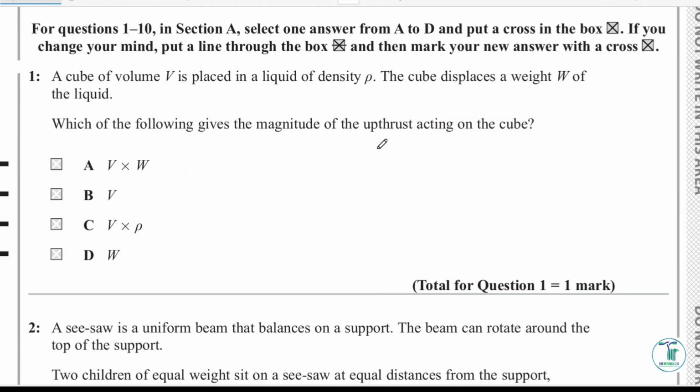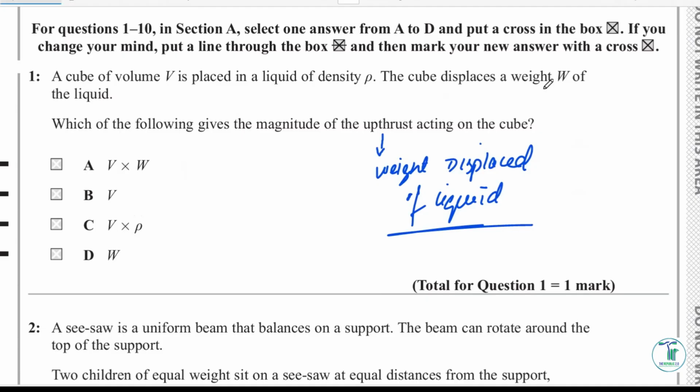So, if you have done chapter number 2, you must know that the upthrust acting on a body is an upward force exerted by a liquid onto a body. And that would always be equal to the weight displaced of the liquid in which you have immersed the body. So you can see that the weight of the liquid which was displaced was W. So what does that mean? That the upthrust would also be equal to W. So that is going to be the right answer.